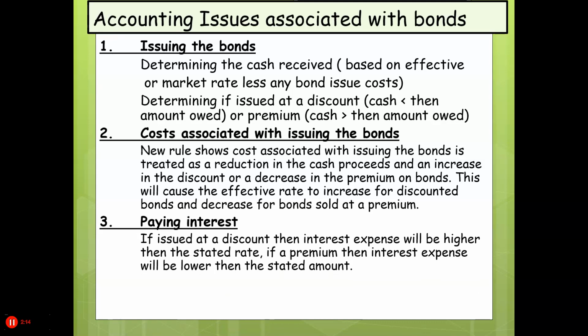If issued at a discount, then interest expense will be higher than the stated rate. If at a premium, then interest expense will be lower than the stated amount. And then we'll talk a little about what happens when the bonds are retired. Now we're going to take a look at a problem.